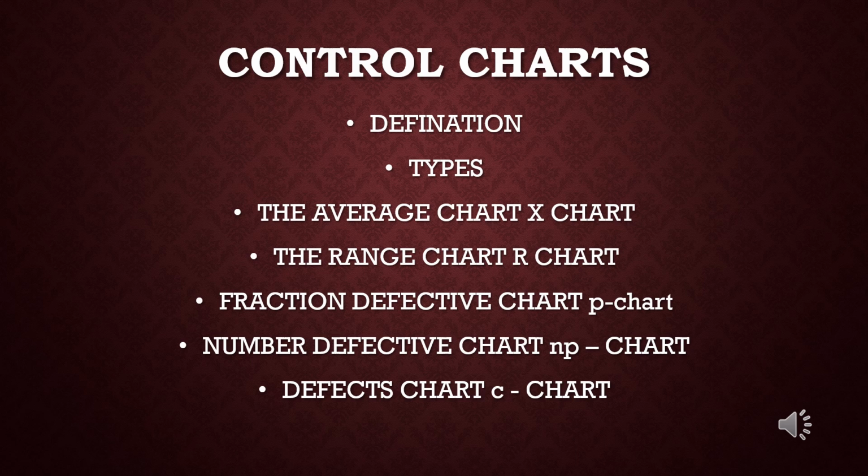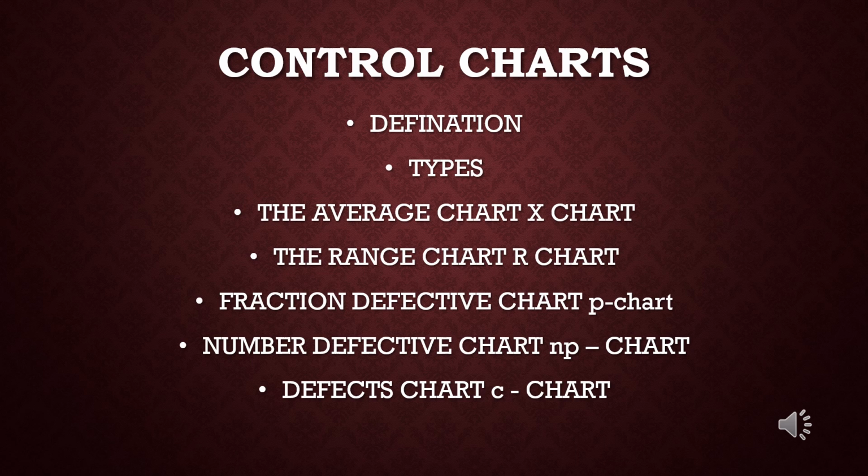It shows the derived statistical limits, which help to discriminate between random variability and assignable variability. Every control chart consists of three lines: a central line, an upper control limit, and a lower control limit. Control charts can generally be divided into two types: control charts by variables and control charts by attributes. Control charts by variables are the X bar R chart, and the attribute charts are known as the P chart, C chart, and NP chart.